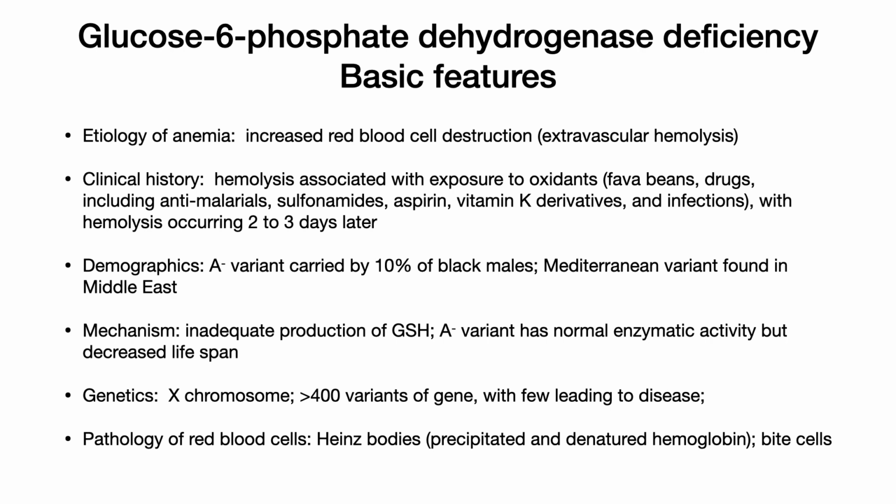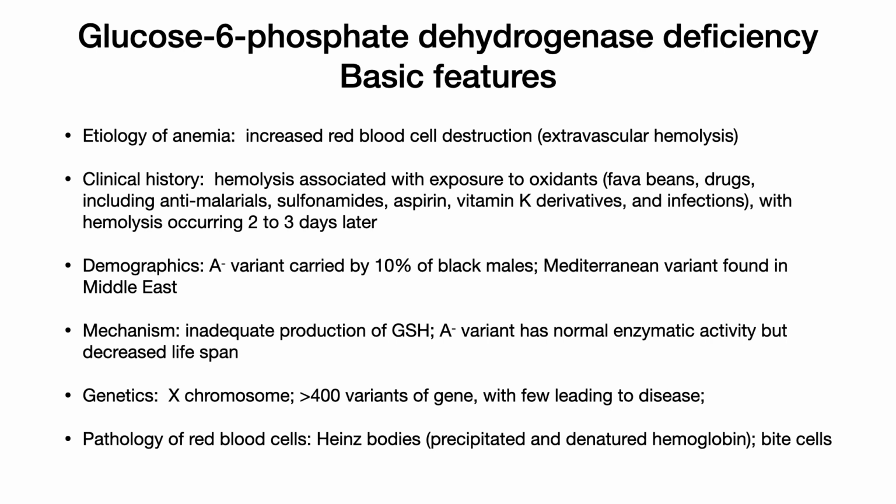Okay, so moving away from thalassemia, we'll go to glucose 6-phosphate dehydrogenase deficiency. Once again, I tried to organize these slides in the same way. So with etiology, anemia, you have increased red blood cell destruction, and it's going to be an extravascular hemolysis. Clinical history, what happens is they get hemolysis associated with exposure to oxidants. So one of the big oxidants you always learn about in tests is fava beans, but there are other ones, drugs. These include antimalarials, sulfonamides, aspirin. I was reading some vitamin K derivatives. Also, infections can do it as well. So this can show up as something where you have a person who has some type of illness and then develops jaundice. Could be that brought out their G6PD.